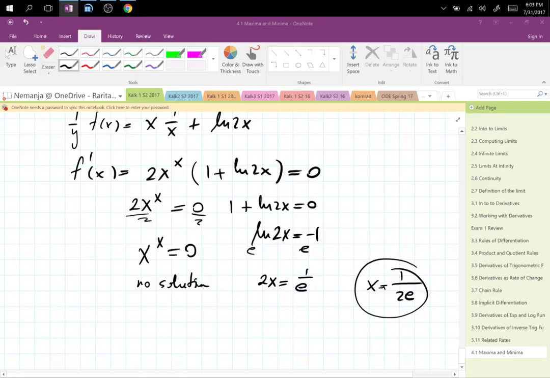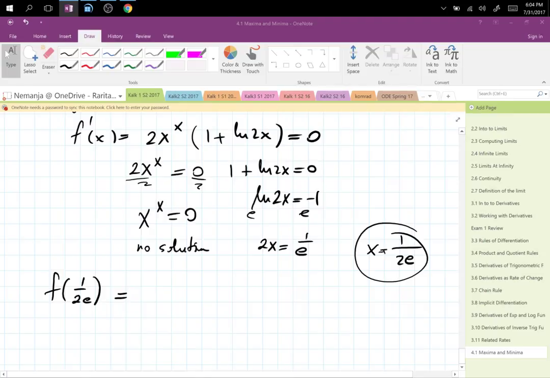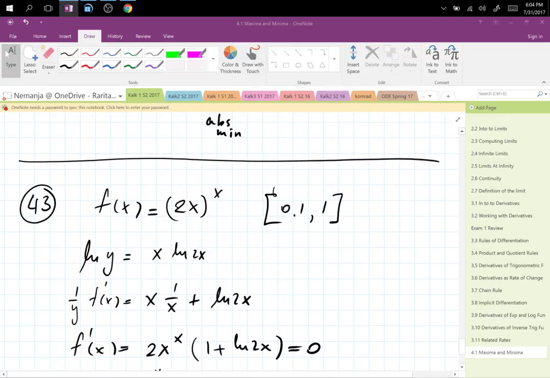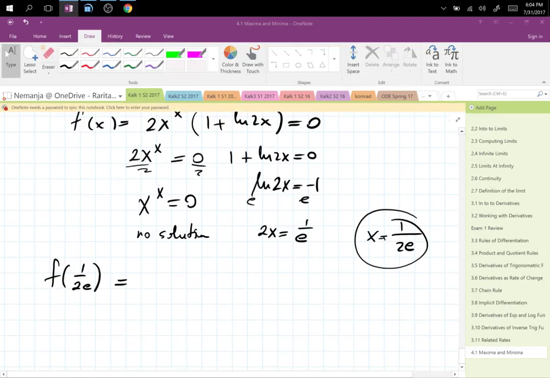So now we get to calculate f at 1 over 2e, and we get to calculate the endpoints. Oh, I didn't give you the, oh yeah, I did give you 0.1 and 1. So plug all of these one at a time in the original equation and tell me which one of these is absolute max, which one is absolute min.